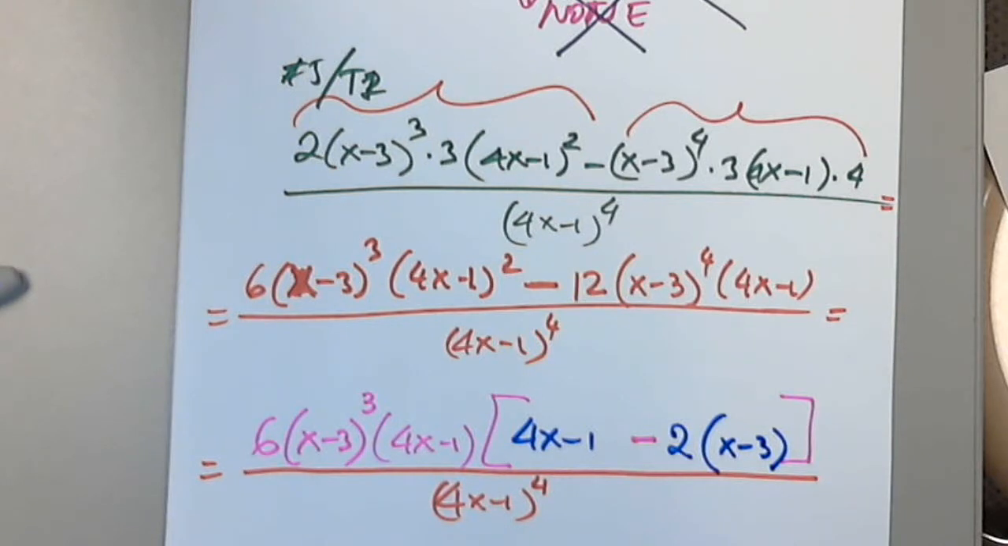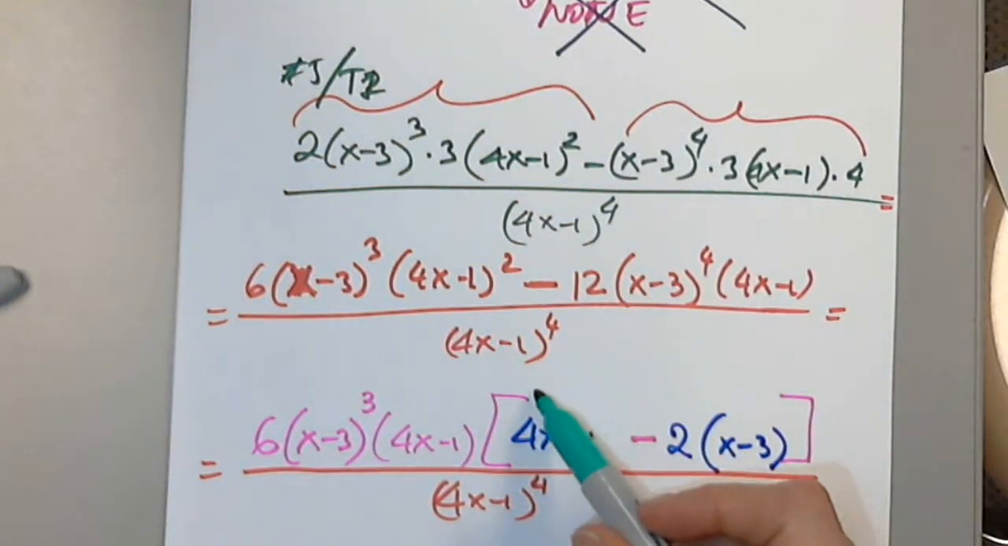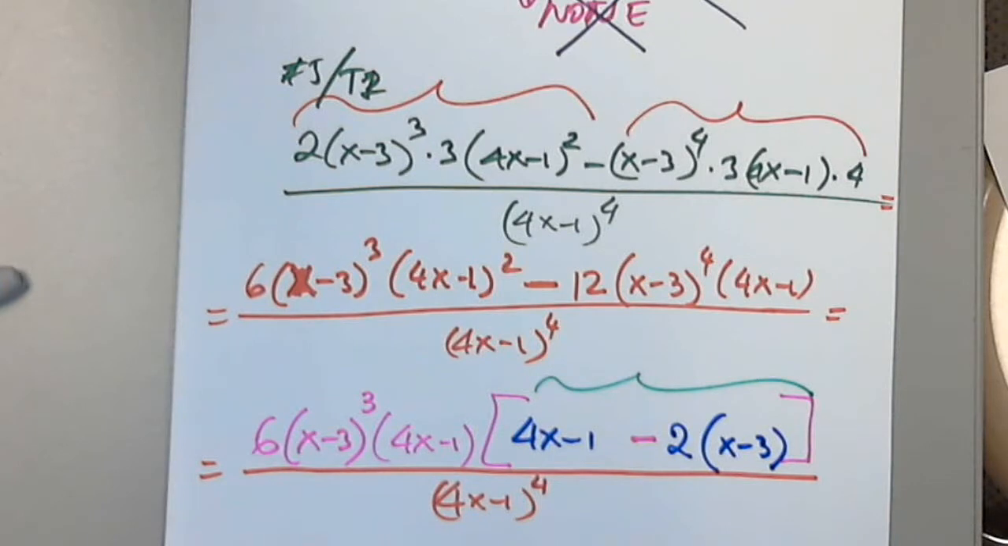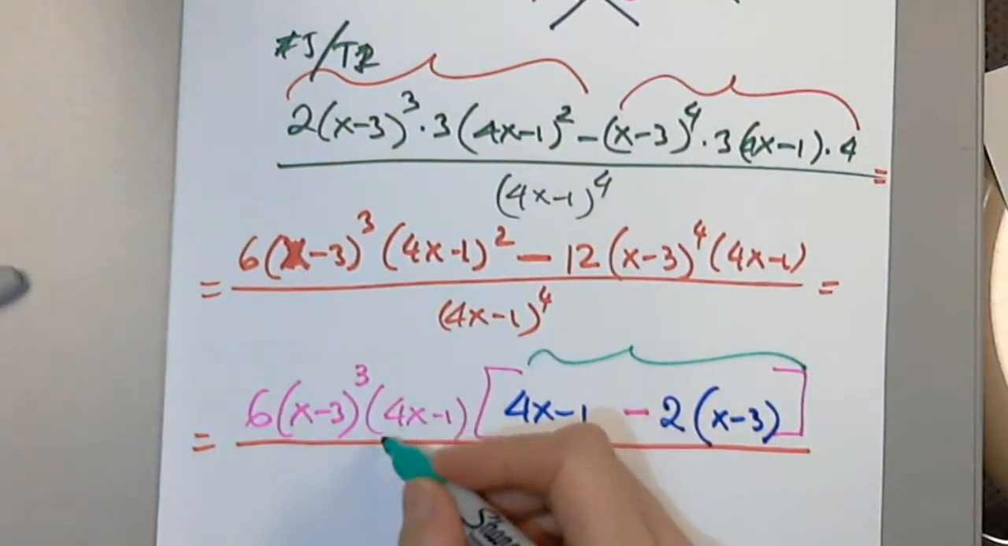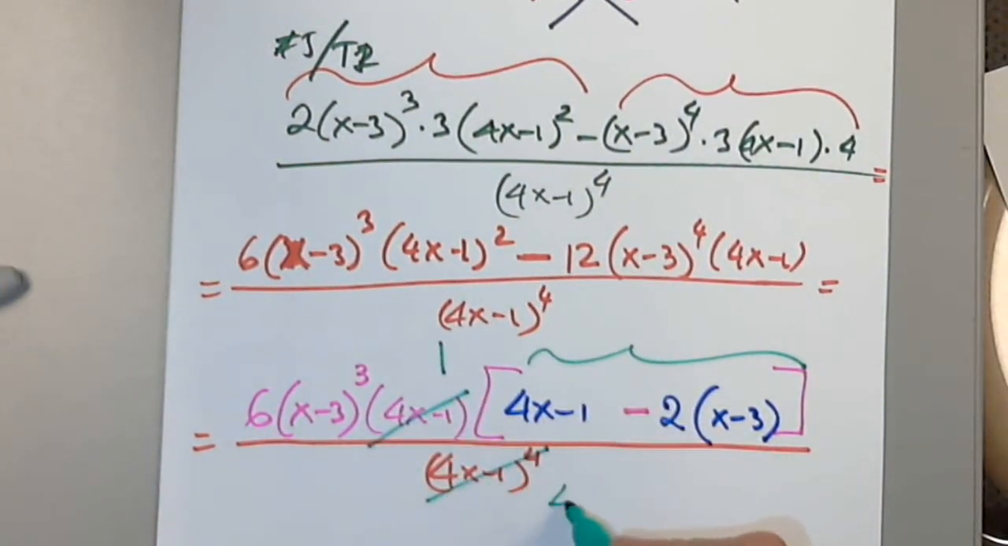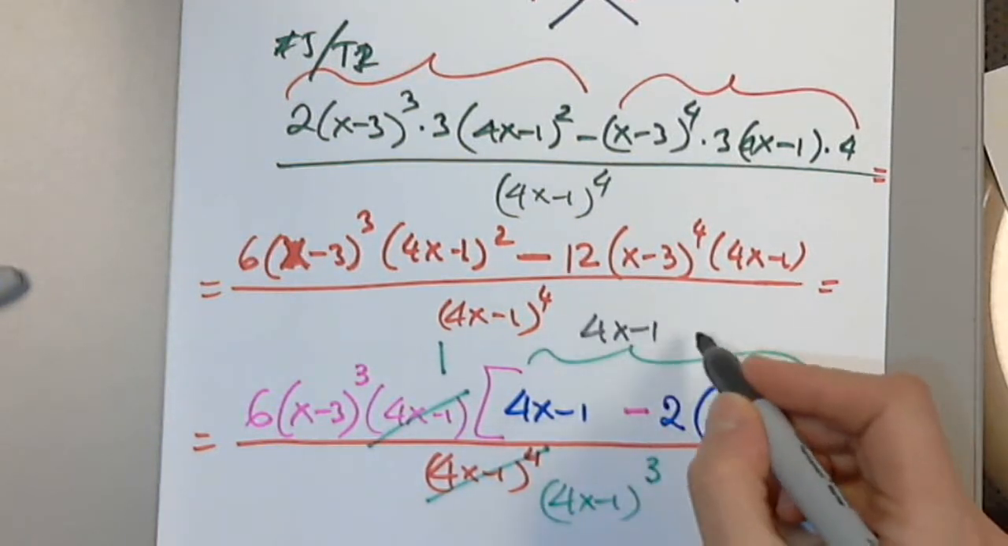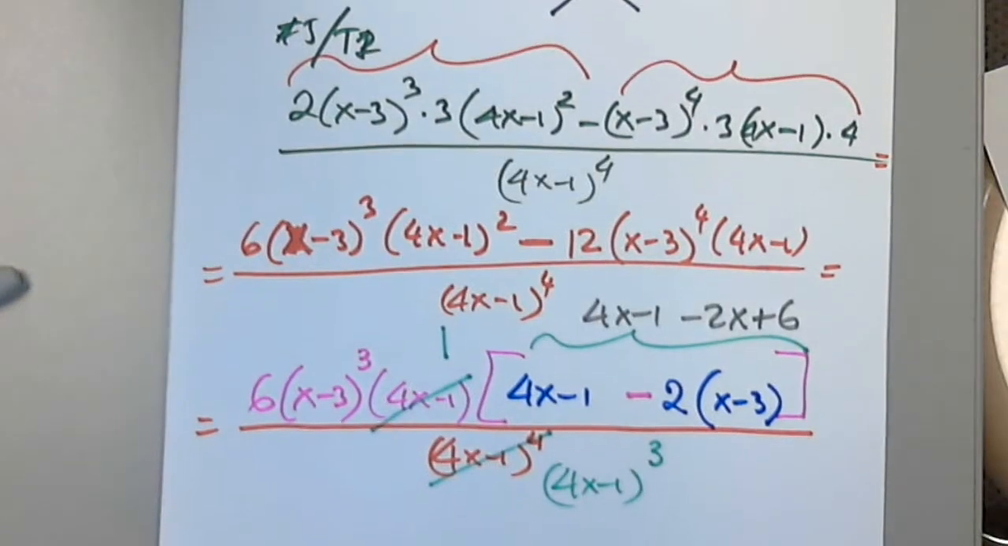Everyone? Okay, so now obviously I have to combine like terms in here. And now, only now, I'm allowed to do this. Which power? 3. That's it. Only now, because now 4x minus 1 became a factor at the top. It's not a piece of a term that I cannot simplify. Now it's a complete factor. It's outside. It's done. So inside here I have 4x minus 1 minus 2x plus 6.